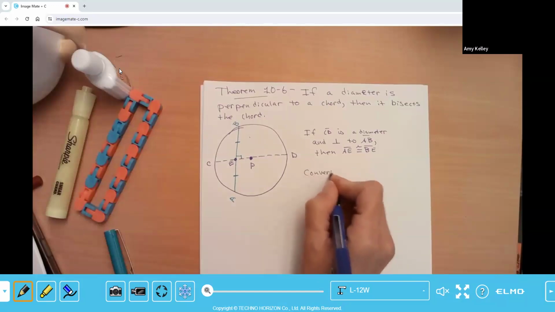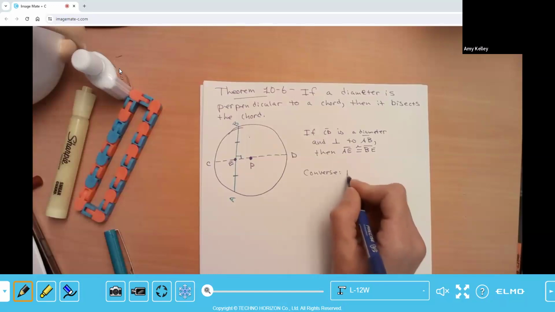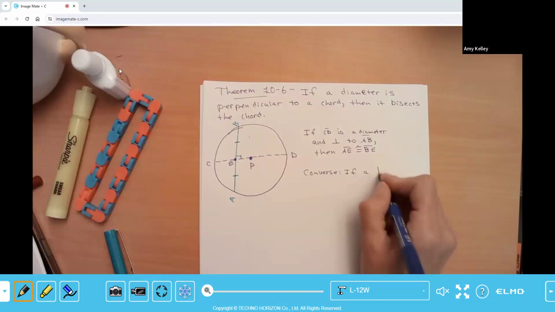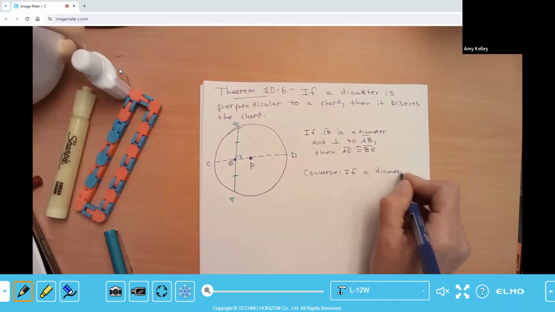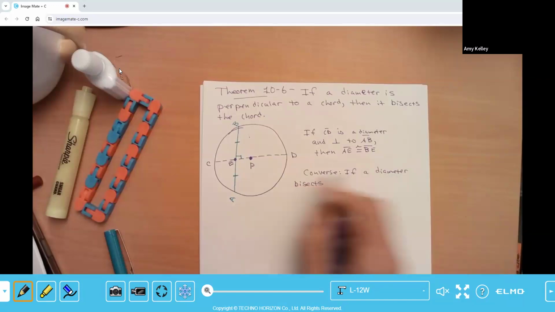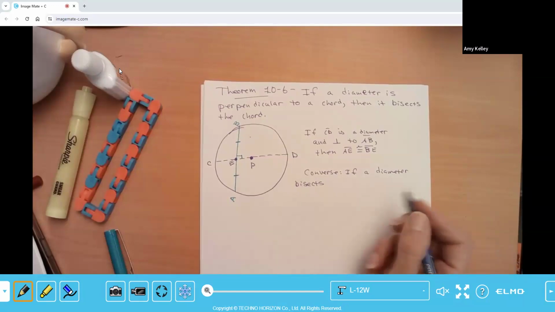And then of course, just the converse. The converse would just be if a diameter bisects a chord, then it is perpendicular to it.